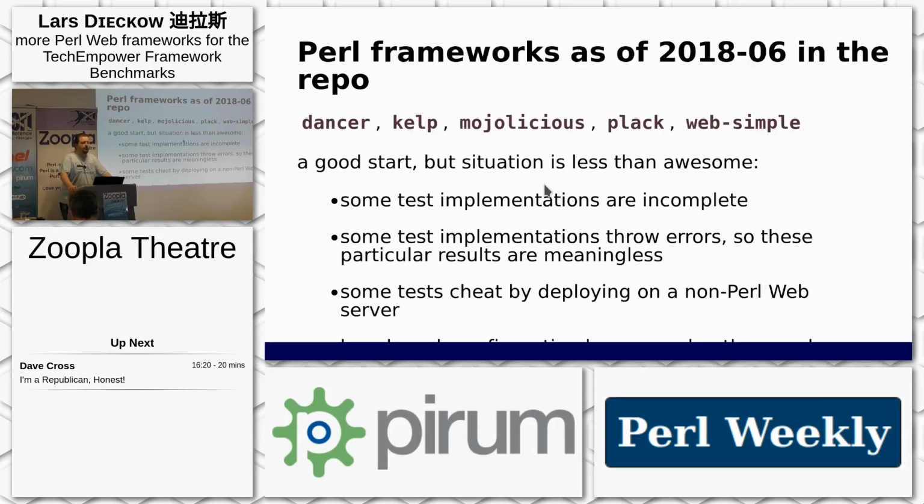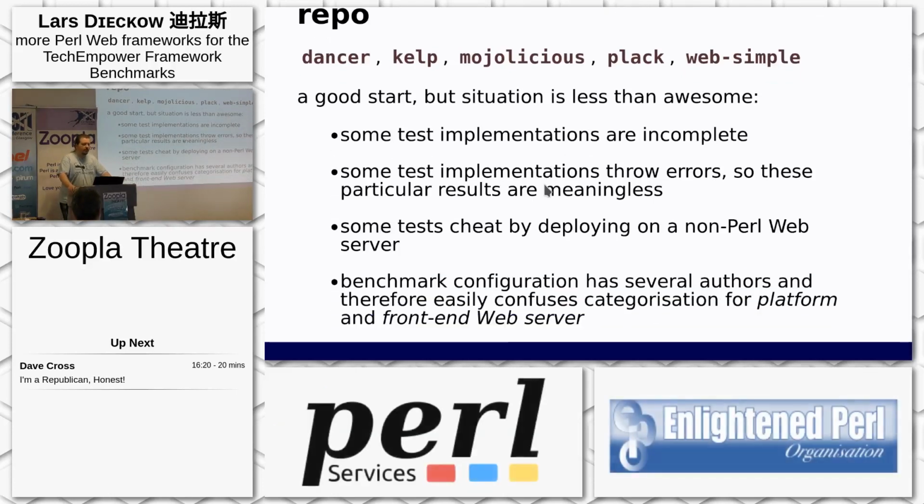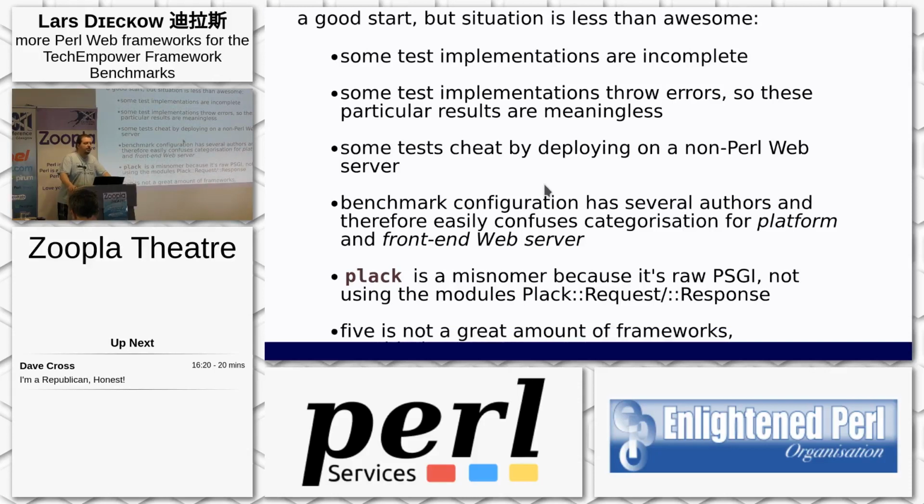The following 5 frameworks are currently available in the main repo: Dancer, Mojo, Plack, and WebSimple. This is a good start, but the situation is less than awesome. Some test implementations are incomplete, meaning they do not provide all 6 benchmarks that are possible. Some implementations throw errors, so the results are meaningless. Of course, we can only accept results that are correct, because it's very, very easy to make a fast but wrong answer, right?